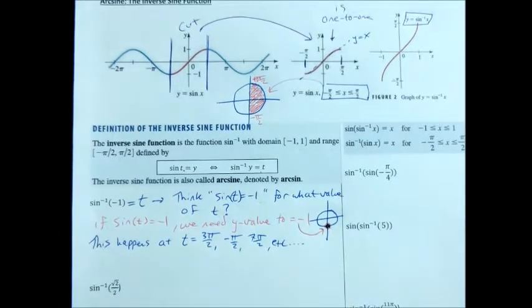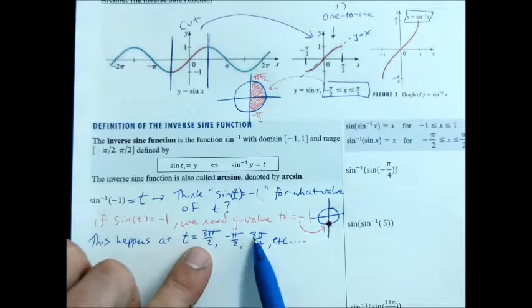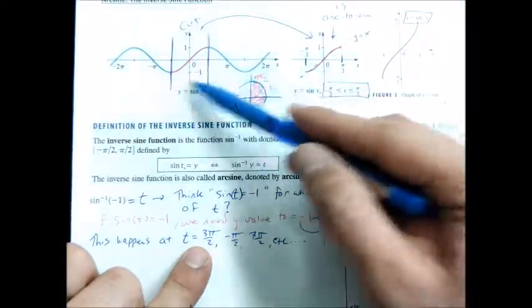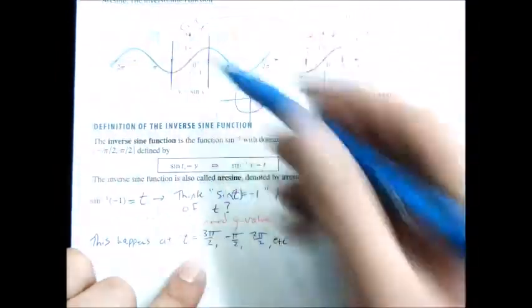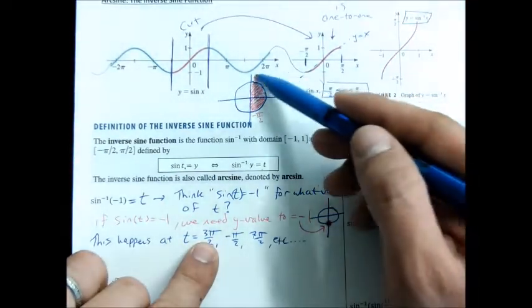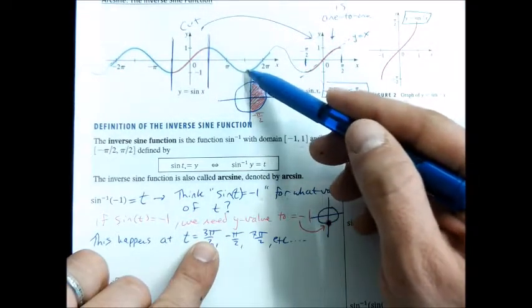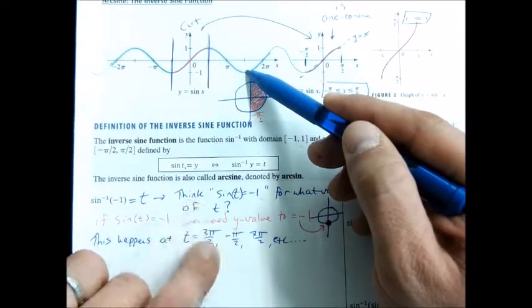And so the question is, and wait, let me just go back. Each one of those t values corresponds to a different piece on the graph. This graph keeps going in both directions, remember that? And so 3 pi over 2 is this one right here. Does everyone see where I'm pointing with this? This value of negative 1 is associated with this t.